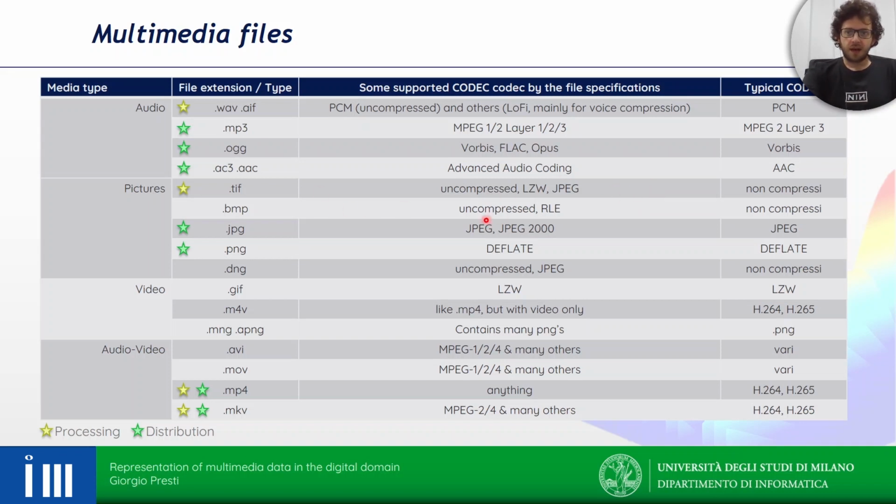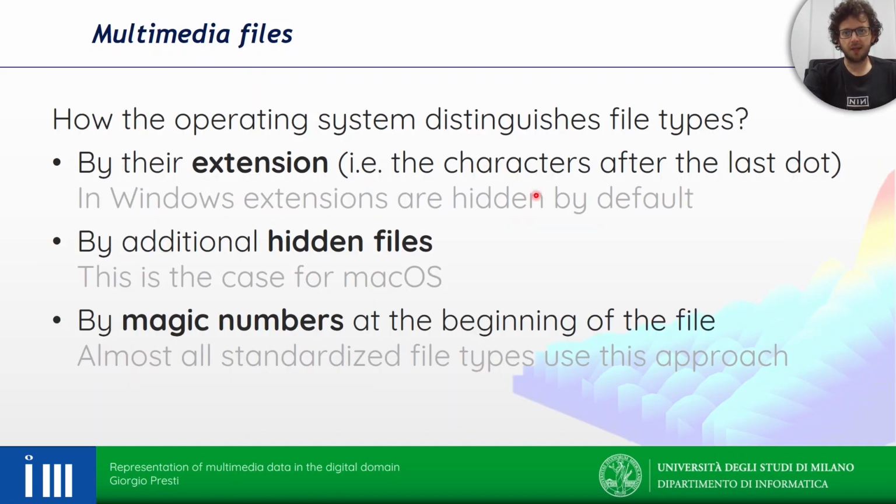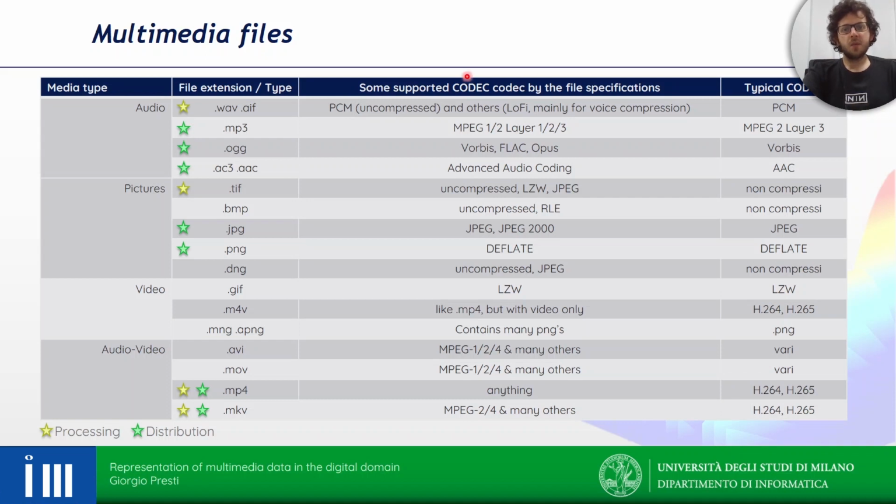Here we have a table with the media type and the file extension. We are sticking to the extension strategy because it's the one understood by all operating systems, basically. Here we see which codecs, which means which encoding and decoding strategies, are supported by this container. And here we will see the typical codec found inside that container.